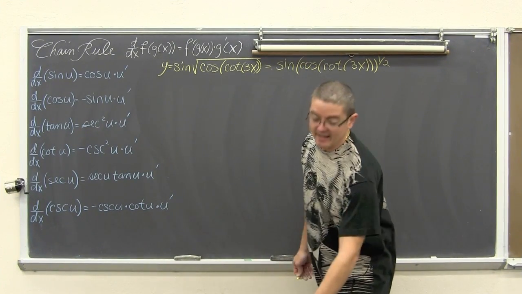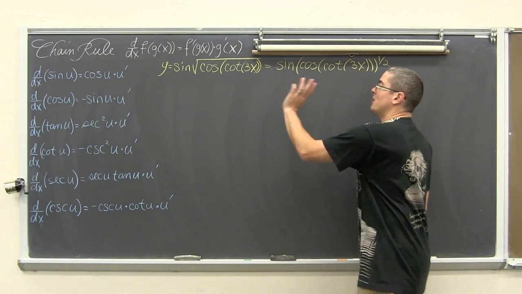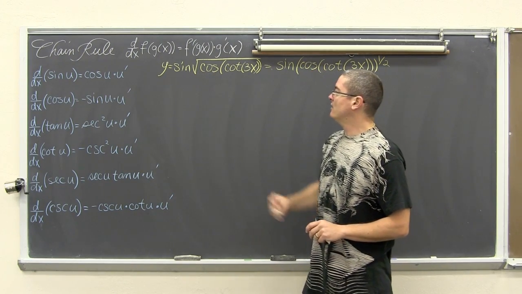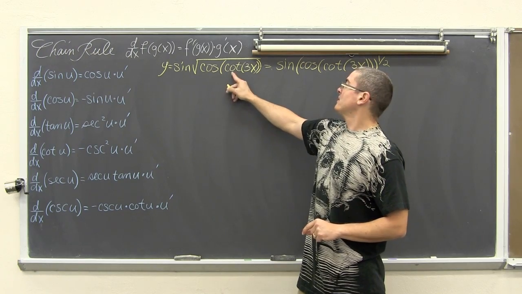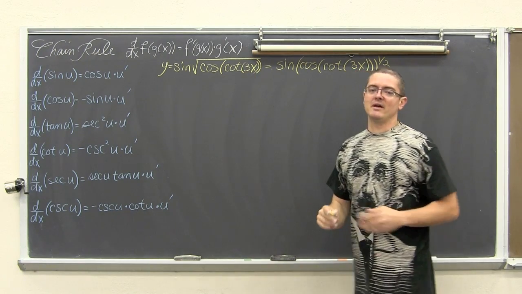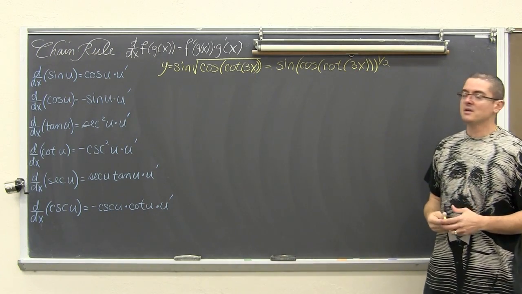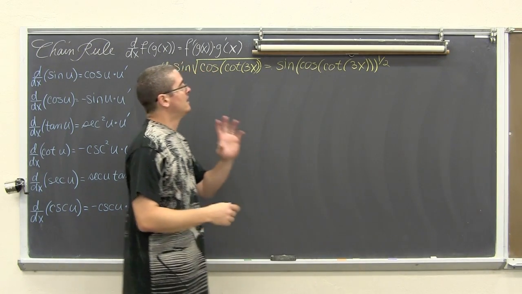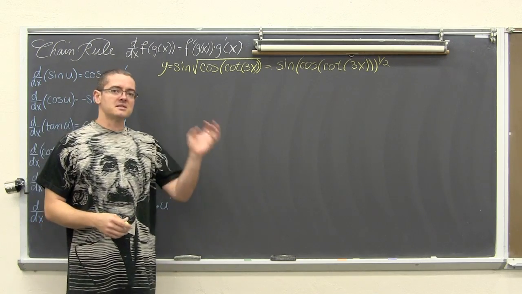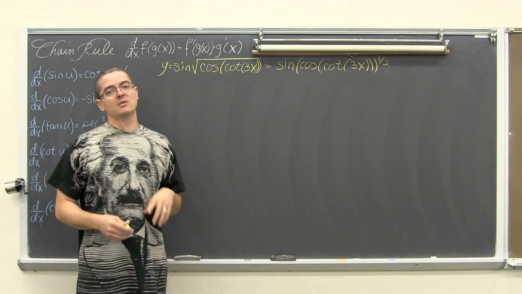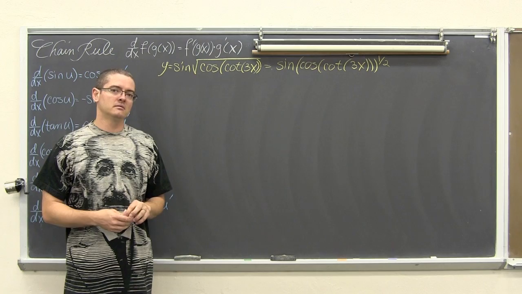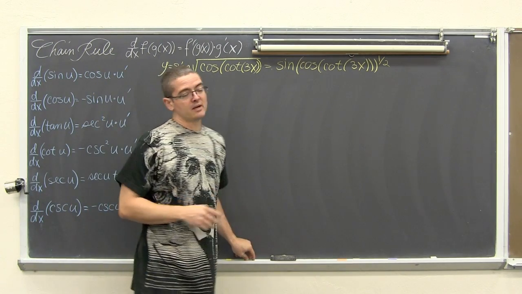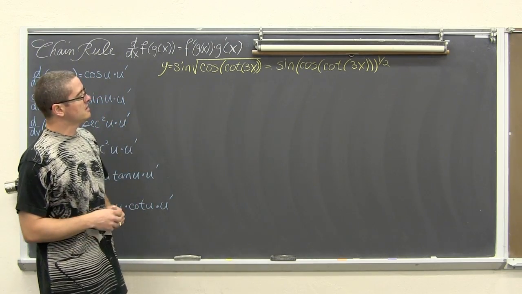Okay, last example, and it's going to be a long one. We have y equals the sine of the square root of the cosine of the cotangent of 3x. Why am I saying "of" so many times? Because that means we have all these trig functions nested inside of each other, again and again, so we're going to be doing the chain rule again and again. Hopefully I don't run out of room, and if not, I'll just erase it and continue.